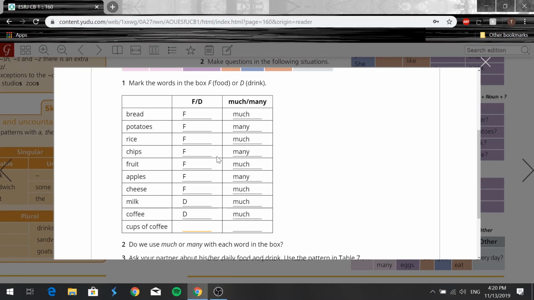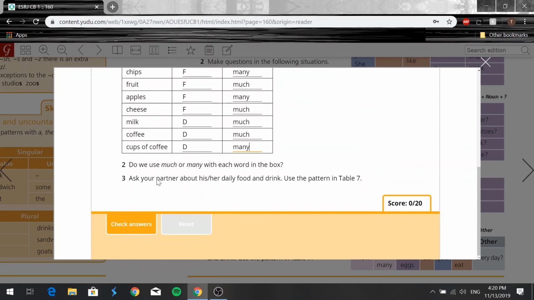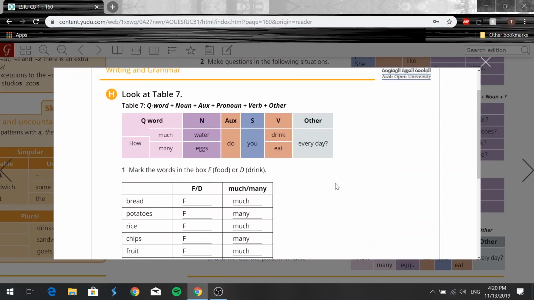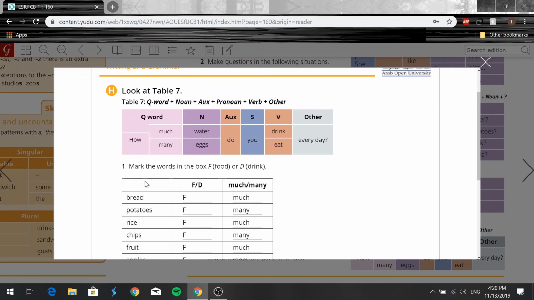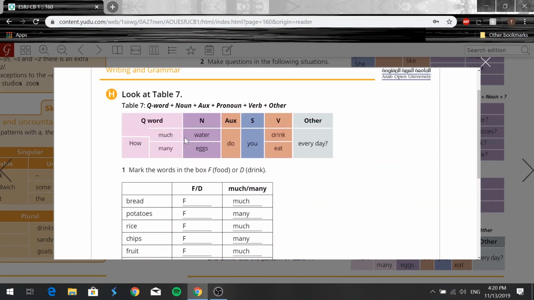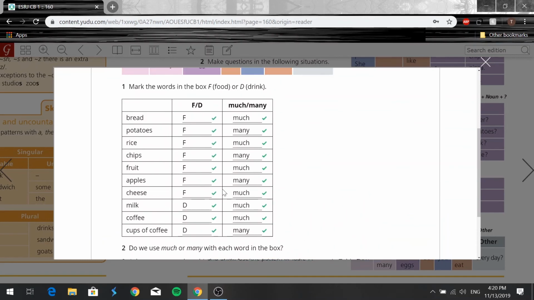What about cups of coffee, you guys? Well, cups of coffee, again, drink, but we use many, right? Because I'm talking about the cups. Cups are countable. Coffee is not so in this case. We'll use many cups of coffee. Okay? Ask your partner about his/her daily food and drink. Use the pattern in table 7. So you could use the pattern here, starting with a question word. Let's say, for example, I can say, how much bread do you eat every day, for example, right? Or how many eggs do you eat every day as well? That works. It depends. You could use your own example. Okay, let us check. Yep, that's right.